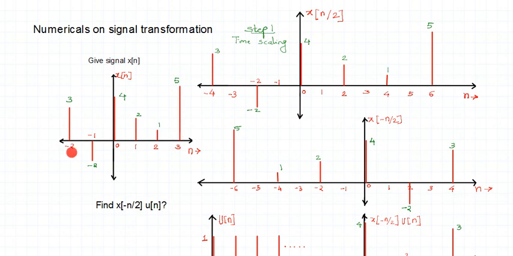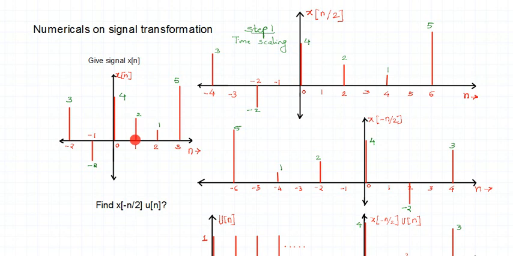So minus 2 into 2, it means that this particular sample will appear at minus 4. So at minus 4, the magnitude is 3. Where will this sample appear? Minus 1 into 2. So this sample appears at minus 2, magnitude minus 2. Sample at 0 remains at 0. 0 into 2, 0. It remains at 0.